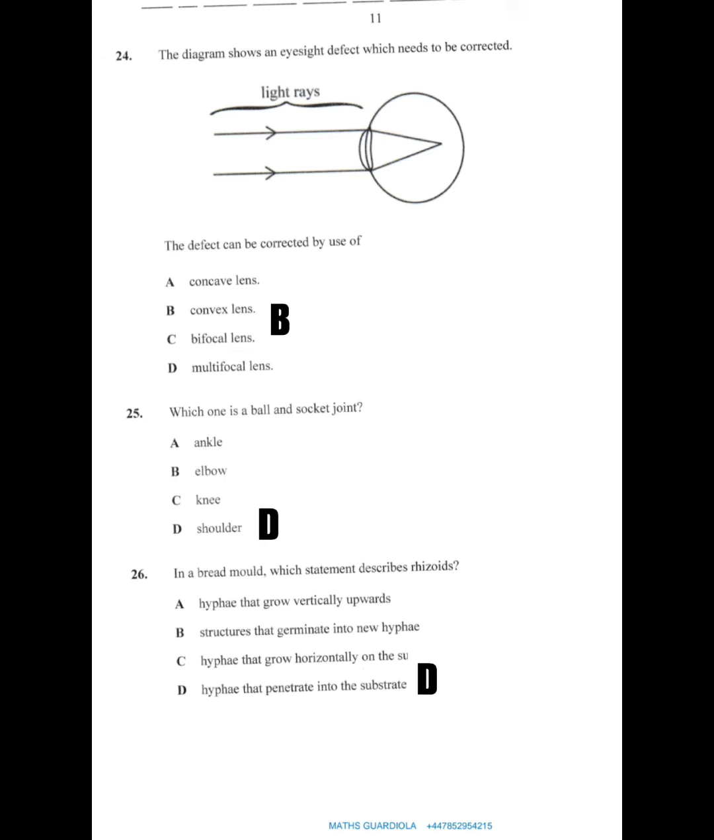Number 26. In a bread mold, which statement describes the rhizoids? We are going to take D as our answer, which is the hyphae that penetrate into the substrate. In some molds, the lower hyphae will form small root-like structures called rhizoids, which help anchor the hyphae to the food source. Let us move on to number 27.